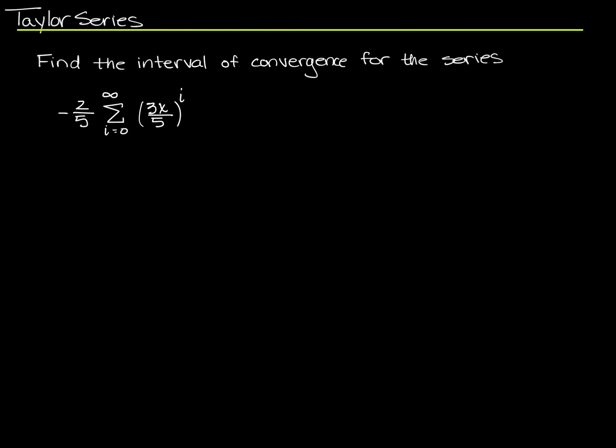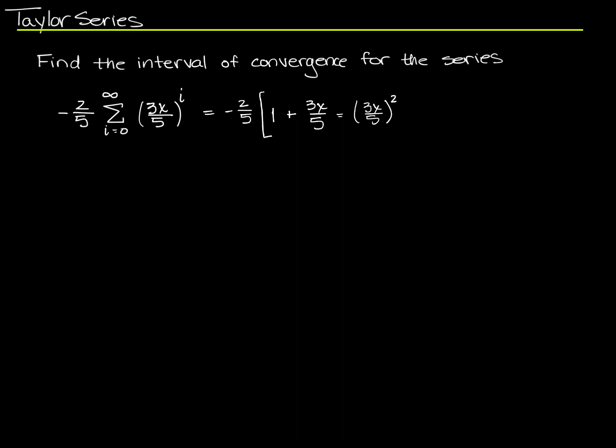So if we want to find the interval of convergence for a series, and this is just the series we found on the previous screen, so it's the same problem that we were working on before, but instead of finding the series, I want to find the interval of convergence for that series. Then one of the things we might want to consider doing is rewriting this as the sum that we know it to be. And that is, for i equals 0, we get 1. For i equals 1, we get 3x over 5. For i equals 2, we get 3x over 5 squared.